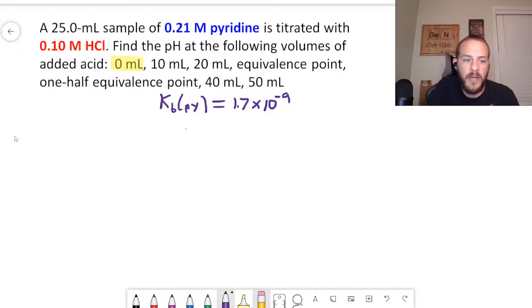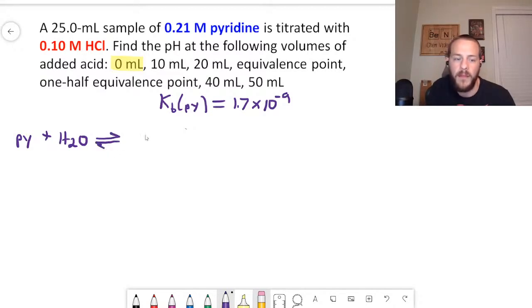So what are we going to have? We're going to have, I'll just call it, again, Py. That's the base. That's going to react with water, H2O, to produce, do my equilibrium arrows, that's going to make, I think I'm just going to call it PyH+. So this is the conjugate acid of pyridine. This is what happens to pyridine when it accepts a proton from an acid. So PyH+, and then the hydroxide ion, which is OH-. And again, that's just a water molecule after having donated a proton.